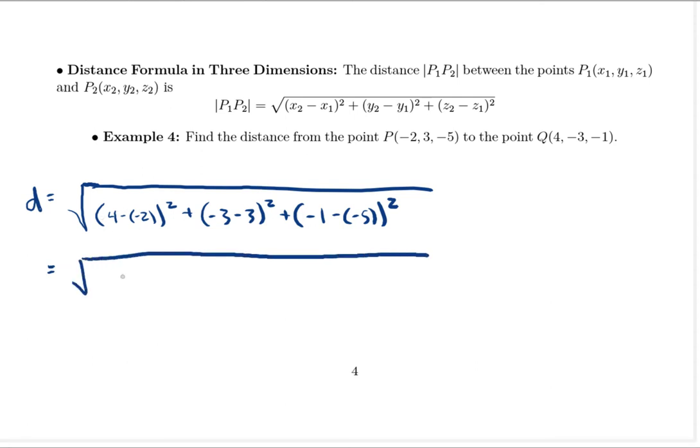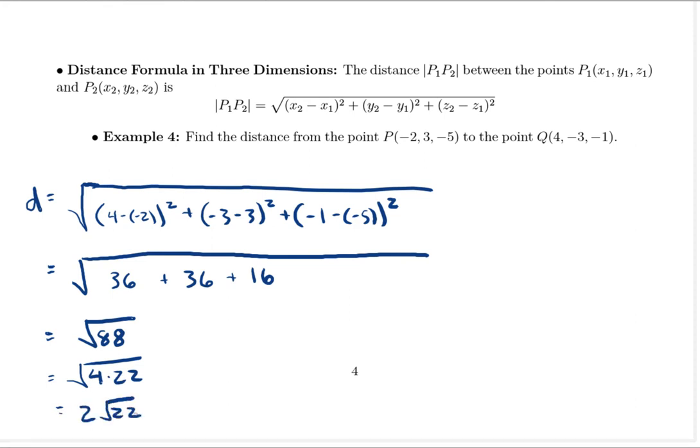So here we've got 36, right? Here we have 36, and here we have 16. So this is the square root of 88, which is square root of 4 times 22. So that'd be 2 roots of 22 is the distance between those 2 points.